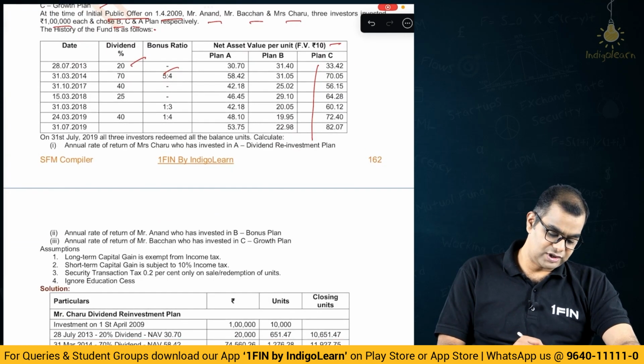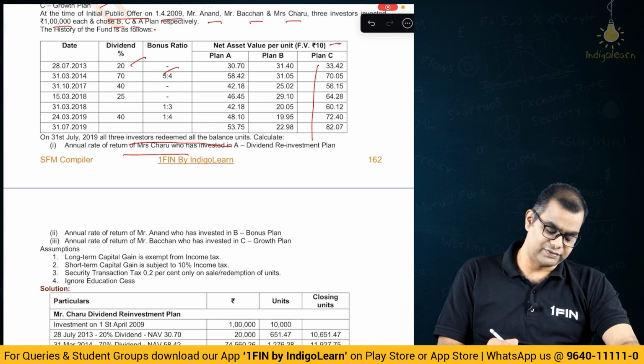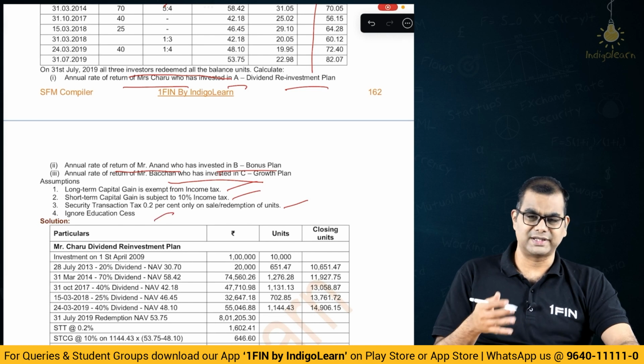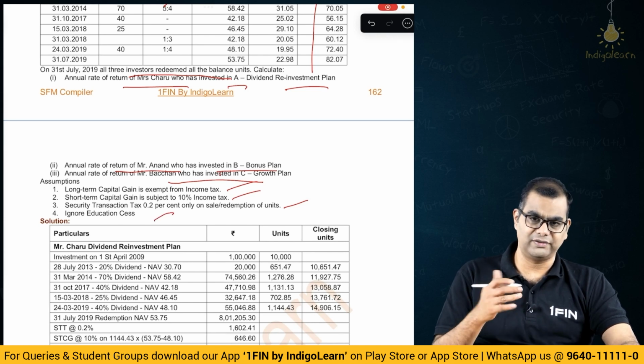Now, on 31st July 2019, all 3 investors redeemed all balance units. Calculate the annual rate of return of Charu, who invested in A, which is the dividend reinvestment plan, the annual return of Mr. Anand, who invested in B, the bonus plan, and the annual return of Bachchan, who invested in C, the growth plan. Long-term capital gains is exempt from tax, short-term capital gain is 10% income tax, security transaction tax is 0.2, and ignore education cess. As I told you, in some cases they may give you income tax details, but only if they give, you have to consider it.